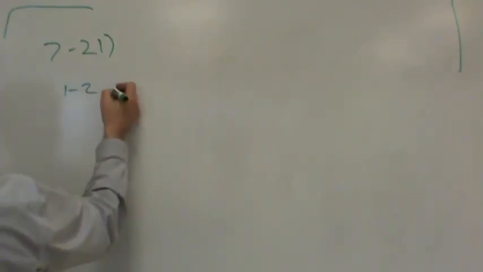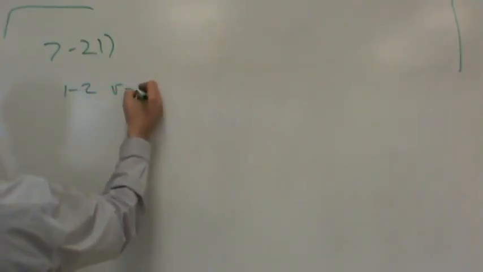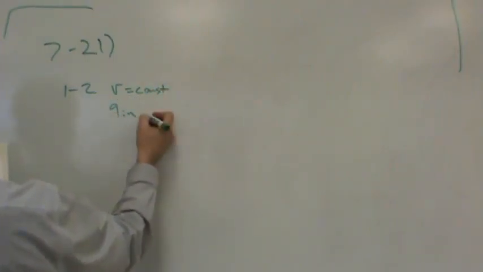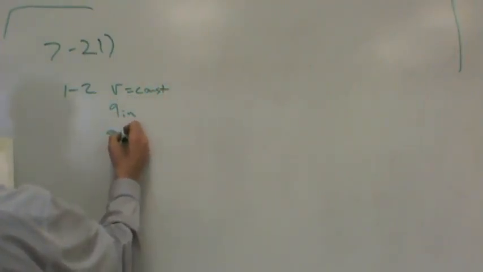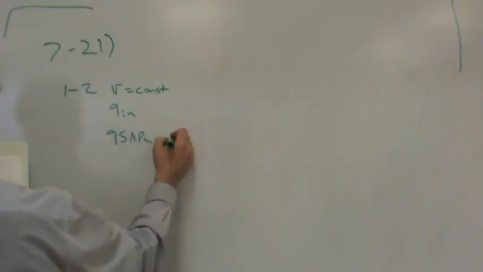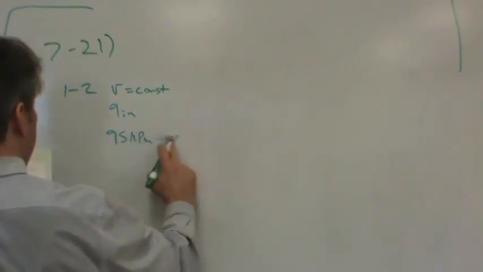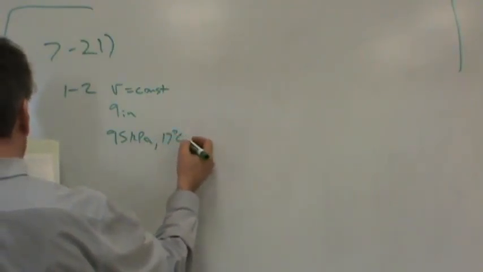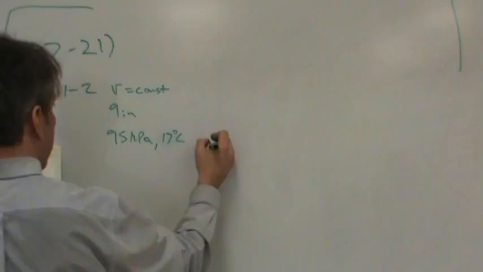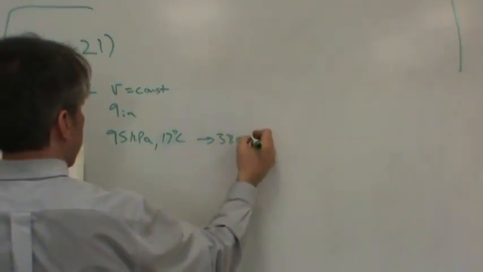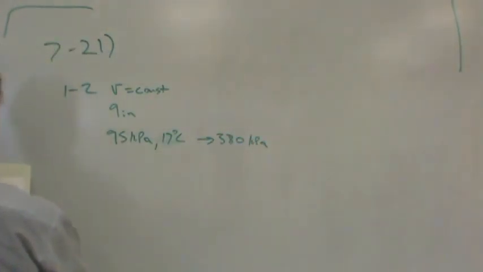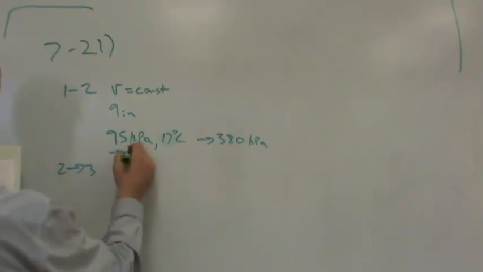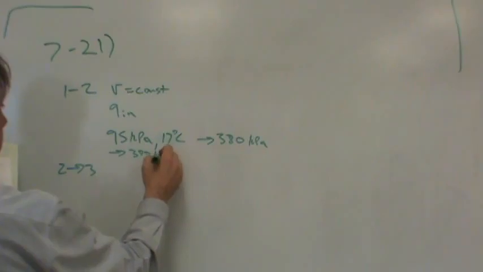1 to 2 is constant volume heat addition from 95 kilopascals and 17 degrees Celsius to 380 kilopascals. 2 to 3, let me put it down here at 380 kilopascals because I'm going to need some space.